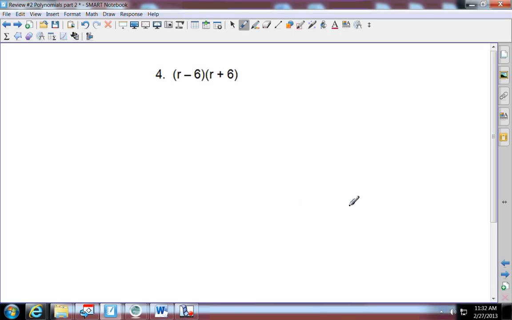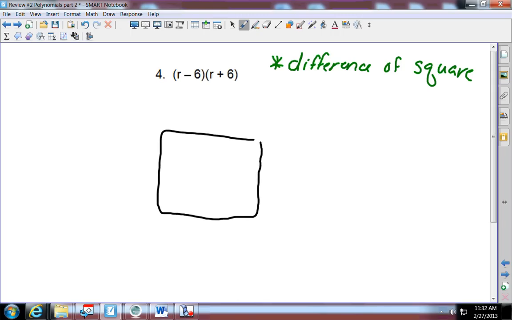Number 4. This is a special type of one. What is this called? It is called the difference of squares. What makes it the difference of squares is that they look the same, but one is plus and one is minus. So now I've got R minus 6 times R plus 6.